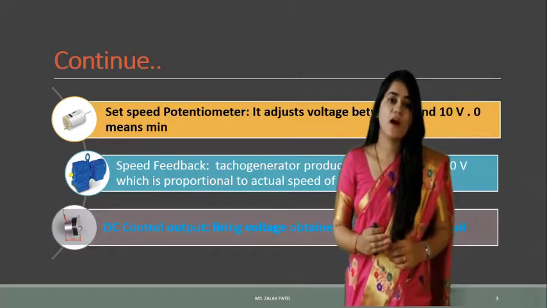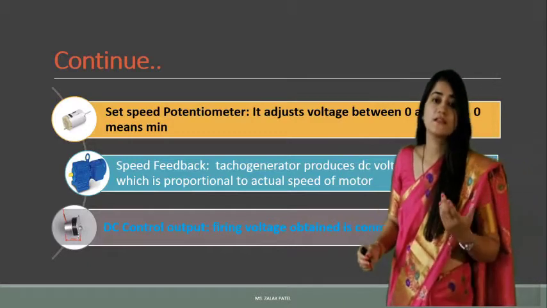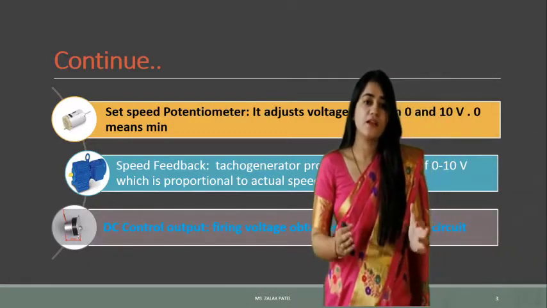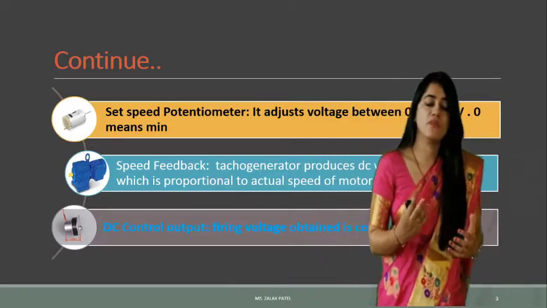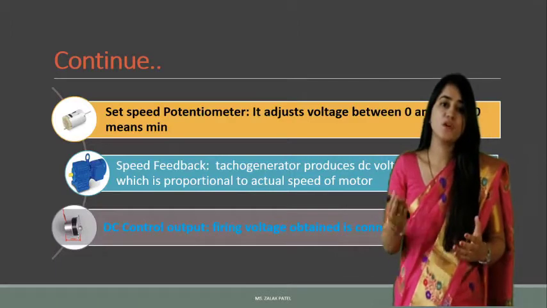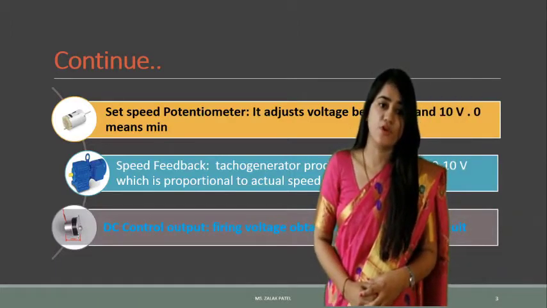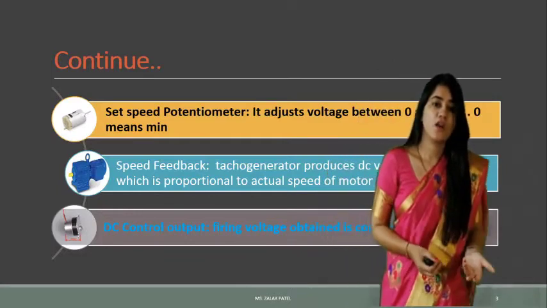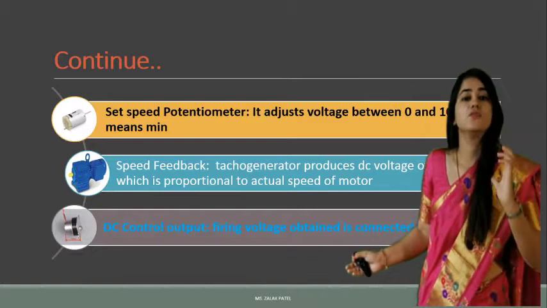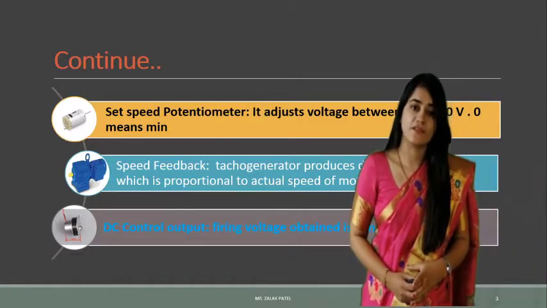Here for each part the speed feedback is given. Speed feedback is necessary in the case of the tacho generator, because in that case the actual speed is calculated, and the value proportional to the actual speed gives us the DC voltage. Here the DC control output is again necessary. The DC control output is necessary to calculate the firing voltage obtained from the receiver side.